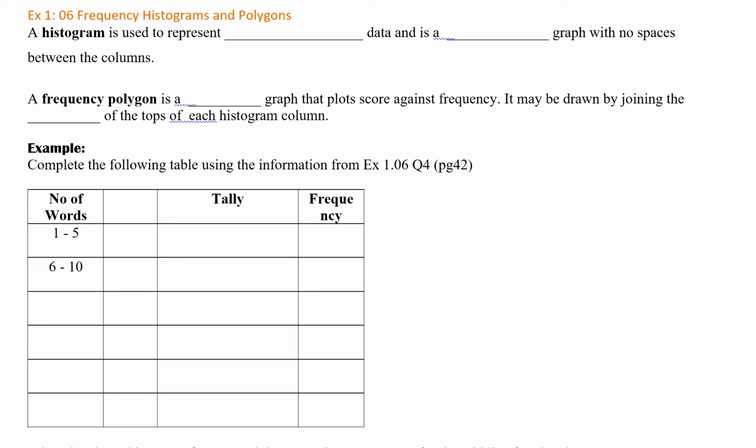106 is on frequency histograms and polygons, and again, I know this is a concept you've looked at before. Just a couple of things. A histogram is used to represent numerical data. It is a column graph, or we call it now a bar chart. So I'll write that above. It's a bar chart, but it has certain requirements. So it represents numerical data.